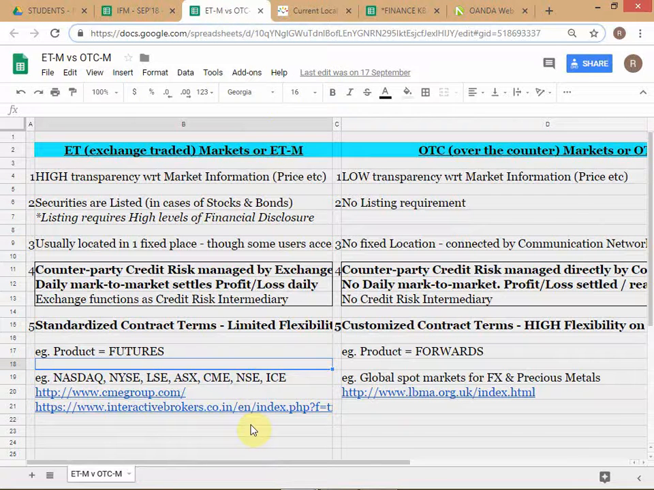And the answering is also quite sloppy, because many of you said high transparency, but high transparency with respect to what? The point itself mentions with respect to what. If you just say high transparency, that is not sufficiently specific, especially when information has been given to you about exactly what that transparency deals with. Nobody mentioned transparency with respect to market information. Then listing of securities, no one mentioned. Location in a fixed place, this part most of you got right.